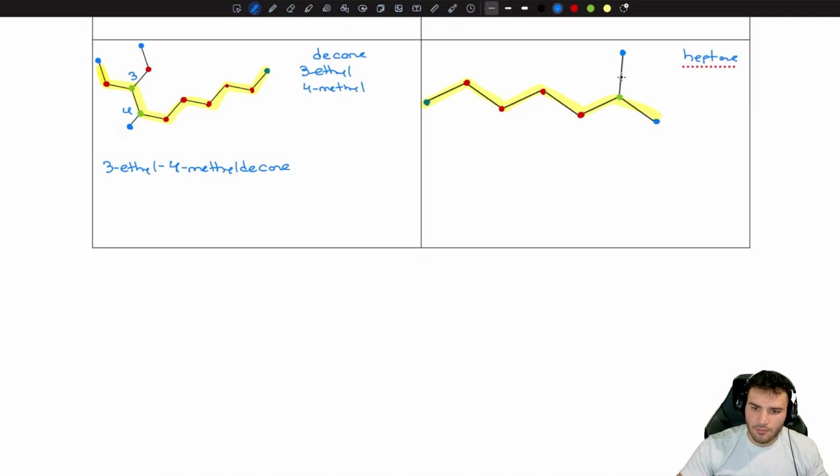And all we do is we have a methyl on the 2nd position. I think that's pretty easy. Shouldn't be too much work for you guys. And so the total name should be 2-methylheptane.